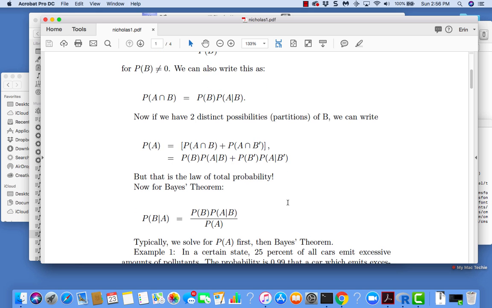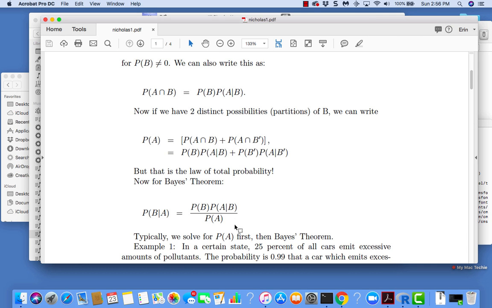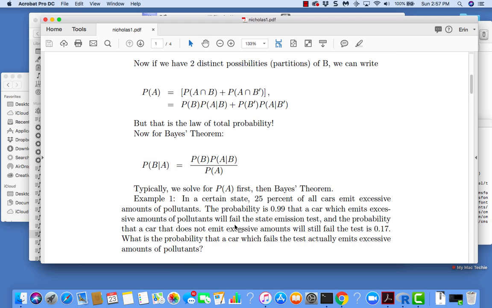Okay? So if we take this and write it in terms of Bayes' theorem, we now have the probability of B given A is equal to the probability of B times the probability of A given B all over that total probability of A. So when we have a problem, what we do is solve for that probability of A first, then we plug back into Bayes' theorem. So we're going to look at a couple of examples.